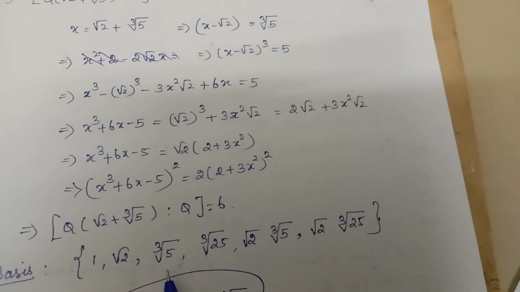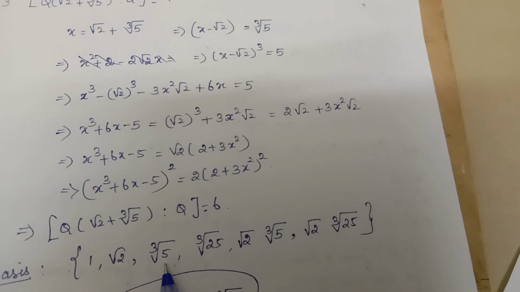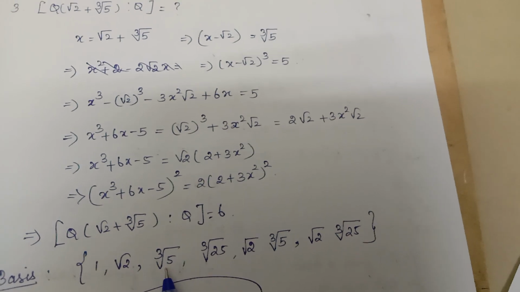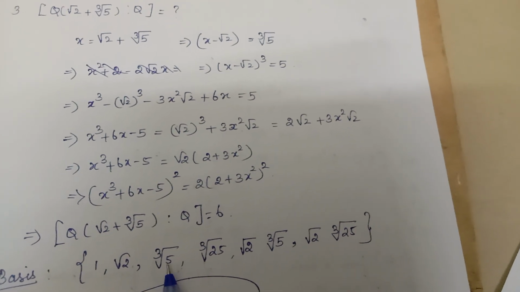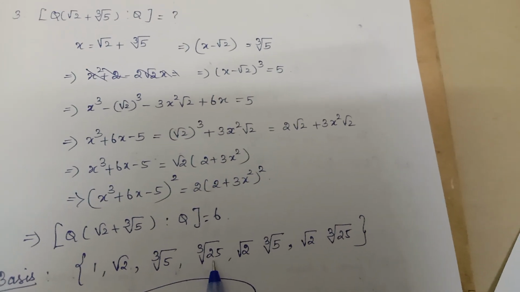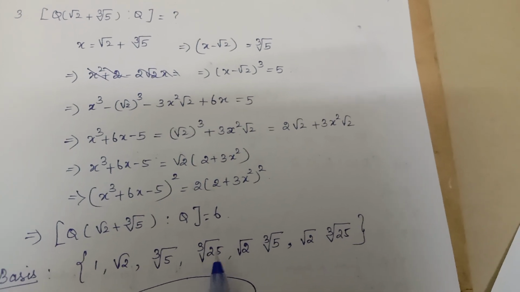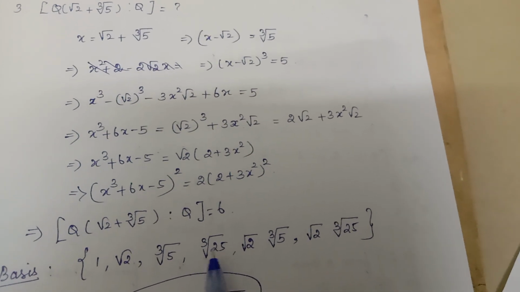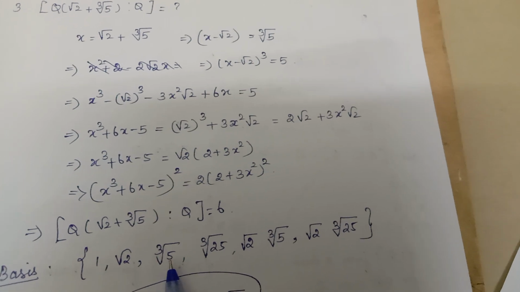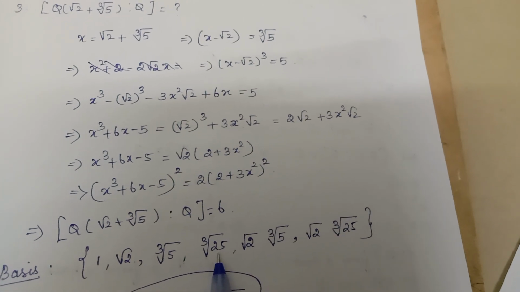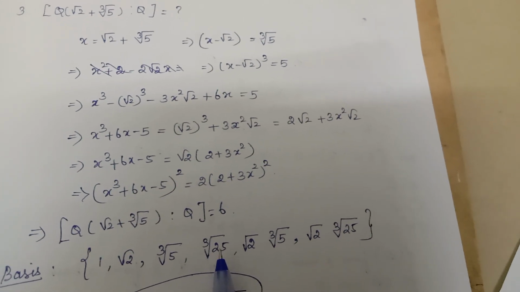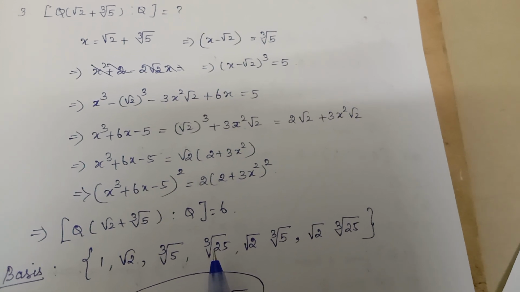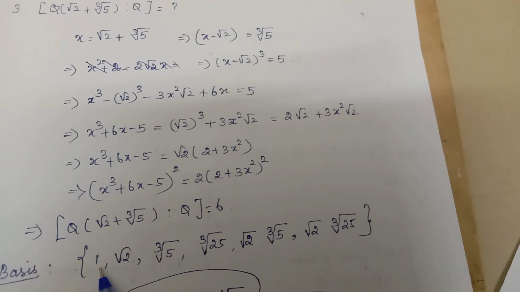See, ∛5 is there, no? ∛5 is there now. Then you should have its square. So what is 5 square? 25. ∛25 should be there. Then, if it is a cube root, you have to take power 1, power 2. Power 3 no need to take. If you take power 3, it will be ∛125, which is simply 5, and that will be covered by this number.